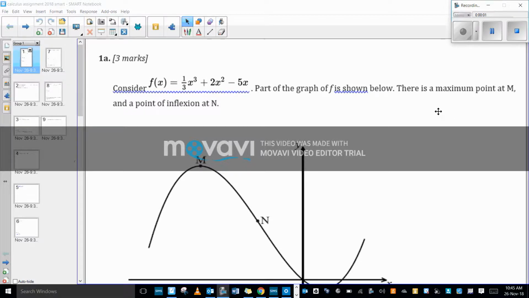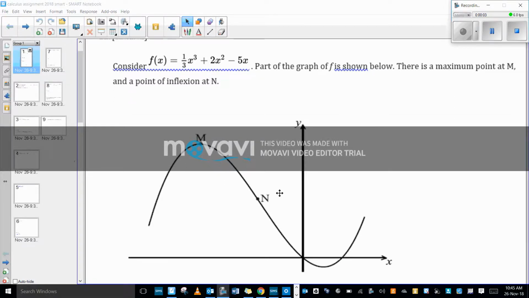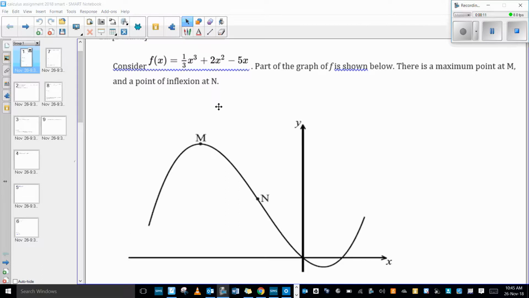the maximum point at M. Here's our function. So we know maximum points occur when the derivative is equal to 0. So first we need to find the derivative. Oh, that's what the question has asked us to do.